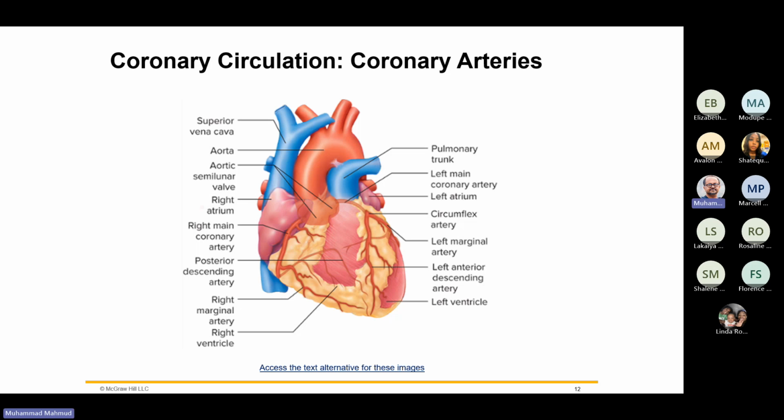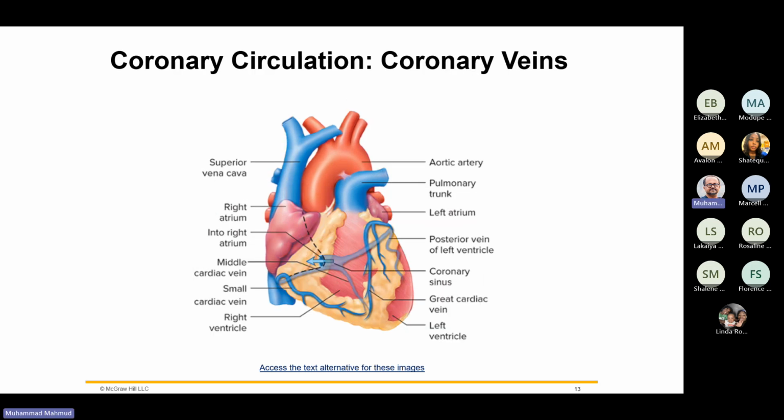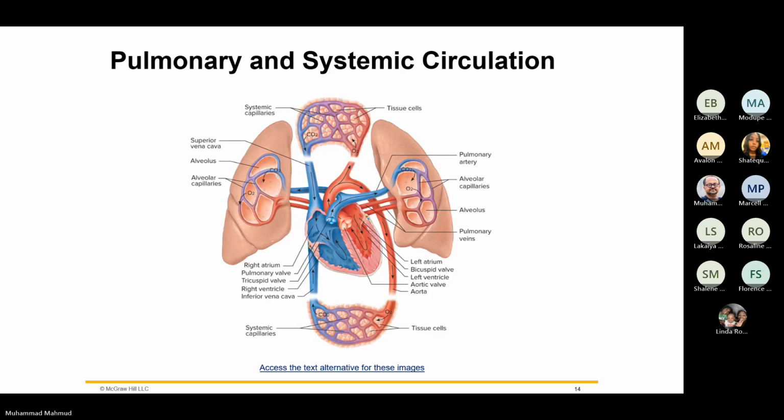These are the coronary arteries you see here around the heart, those red lines. And then the next picture shows coronary veins, those blue lines. So again, the coronary circulation will supply blood to the heart itself.